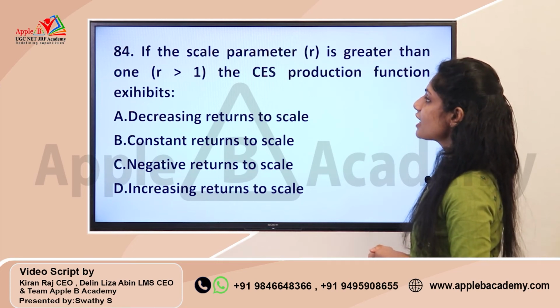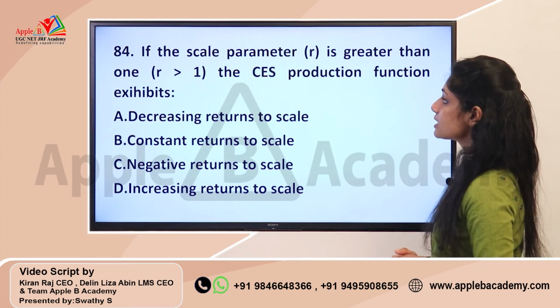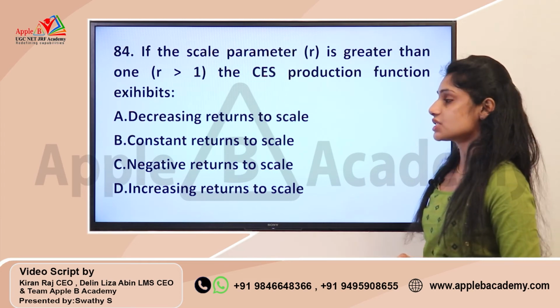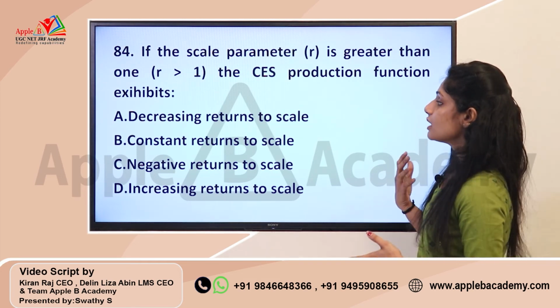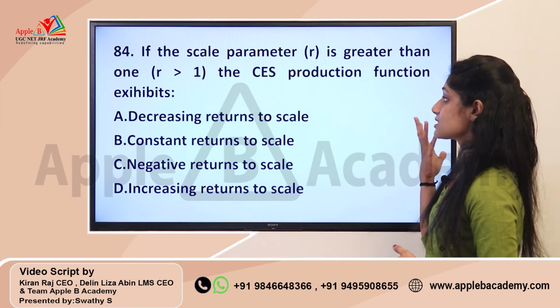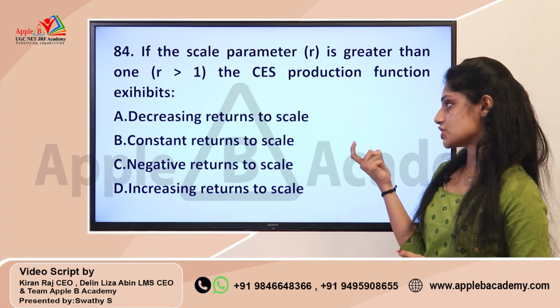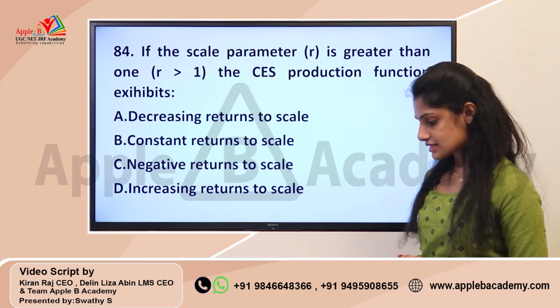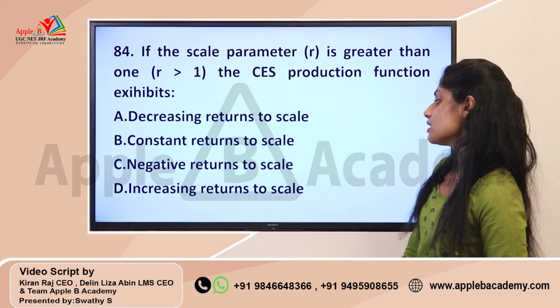Next question, if the scale parameter R is greater than 1, the CES production function exhibits. Again a question from economics which is based on production function. So if R is greater than 1, what will be the situation? Decreasing returns, constant returns to scale, negative returns to scale, increasing returns to scale. It is increasing returns to scale.